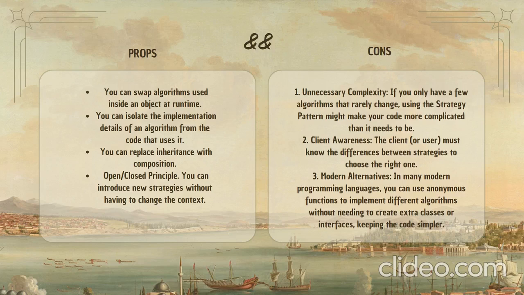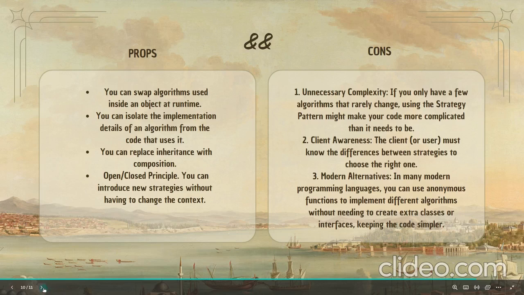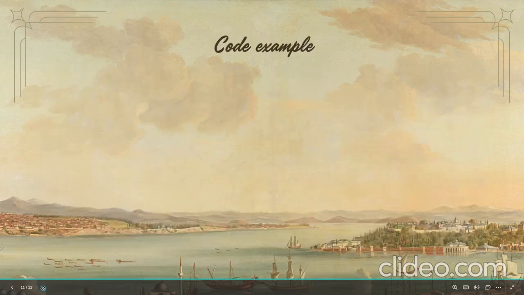So, what are the pros? You can swap the algorithm used inside an object at runtime. You can isolate the implementation details of an algorithm from the code that uses it. You can replace inheritance with composition. And also our favorite, the open-closed principle. You can introduce new strategies without having to change the context. So let's see in the code how it looks.